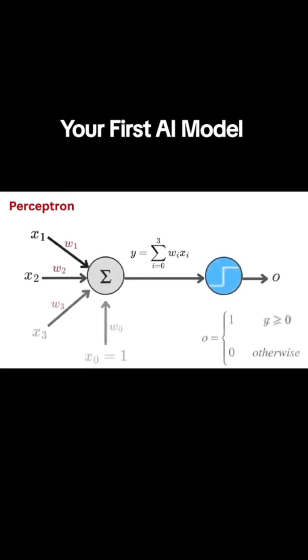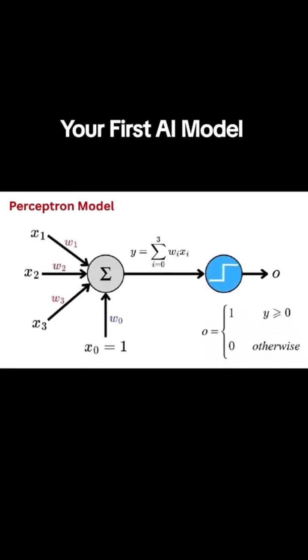Today we will learn about the perceptron model in neural networks. It is one of the simplest and earliest ideas that shows how machines can train, learn, and make decisions.